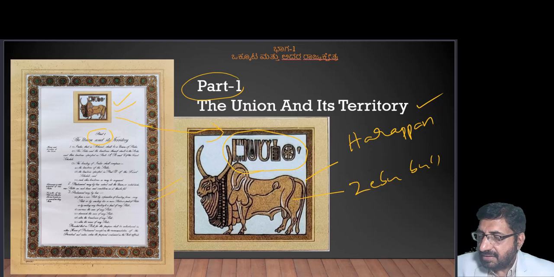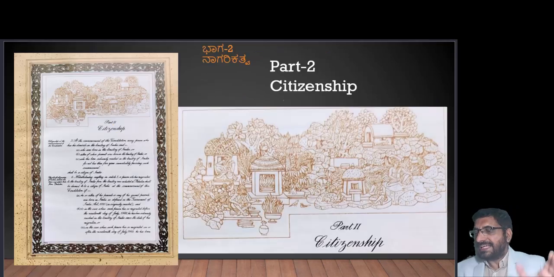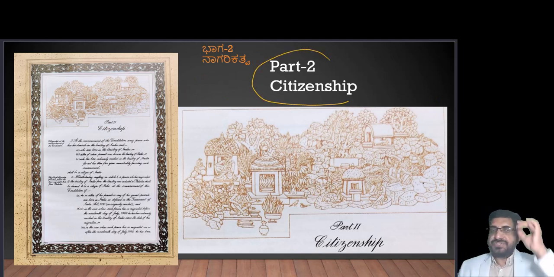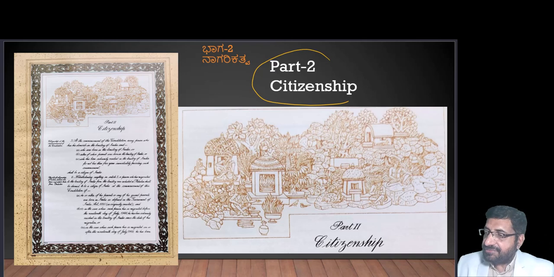Now moving on to the next part. Part 2 in our constitution is about citizenship. There you find another wonderful artwork. What does this represent? This is the Vedic period.